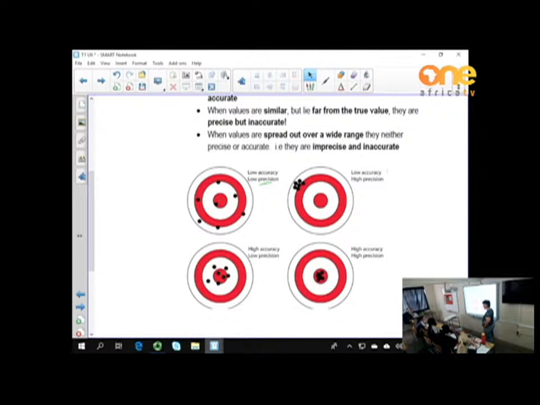Yeah, exactly that. My accuracy wasn't good because I didn't hit the bull, but it was very precise because all my shots are concentrated here in one place. Here we have high accuracy because they're almost all in the bull, but they're not grouped tightly together, so not very precise. And over here, high accuracy and high precision: I hit the bull, so I was accurate, and all my readings are close together, so they are precise.